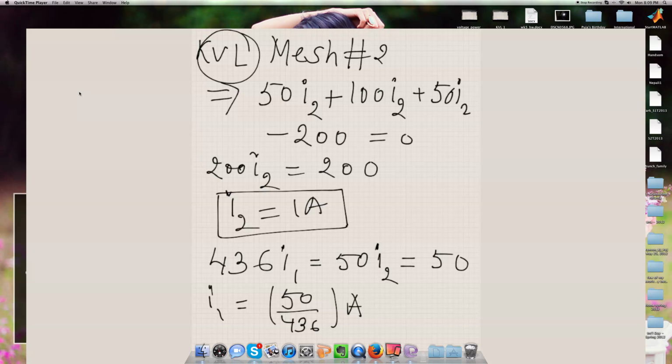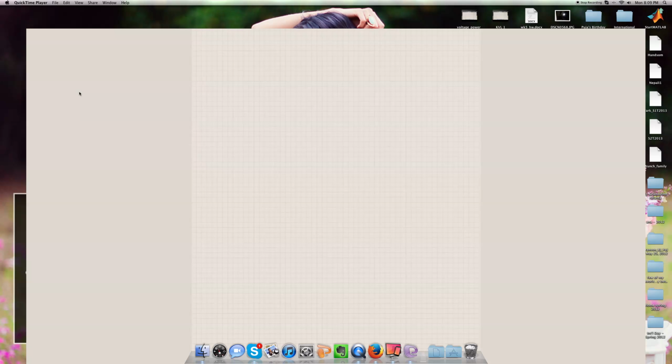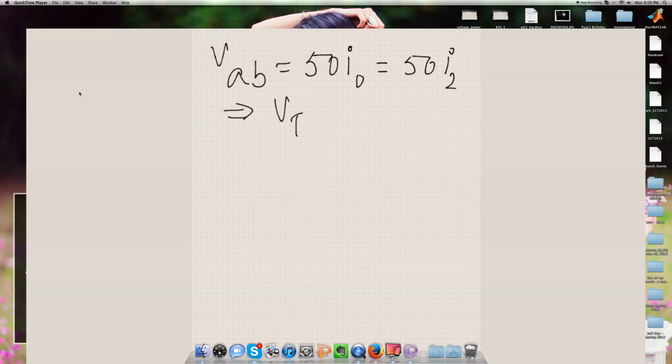So we're almost there to determine V Thevenin. V Thevenin is the same as V AB, which is 50 times I naught, because from Ohm's law we have resistance 50 and current I naught, also the same as 50 times I sub 2, and this is giving us V Thevenin as 50 volt. So that's a done deal.